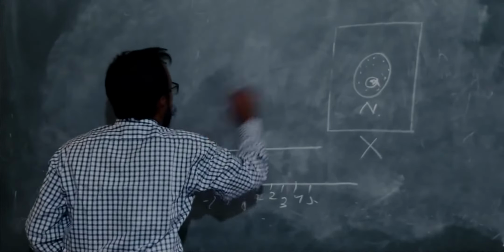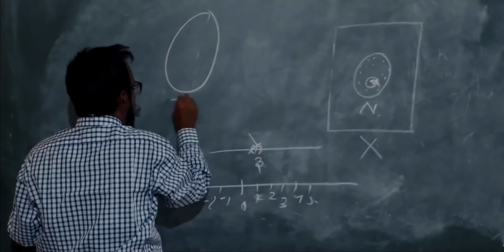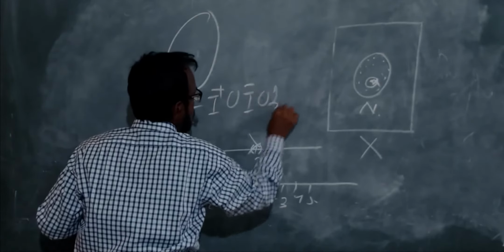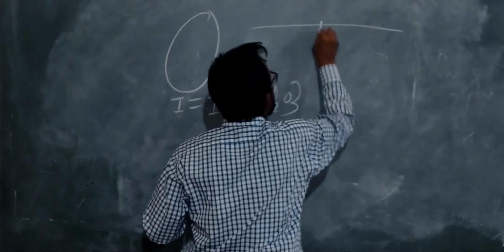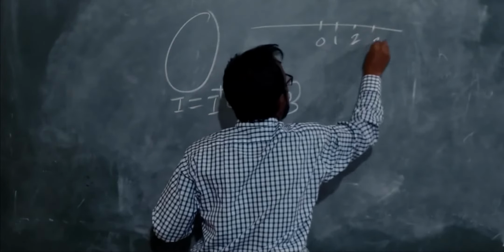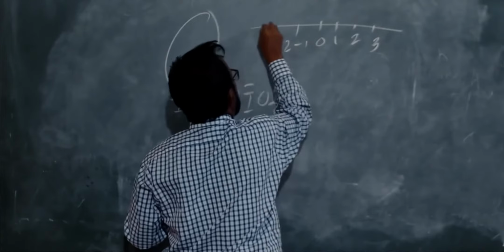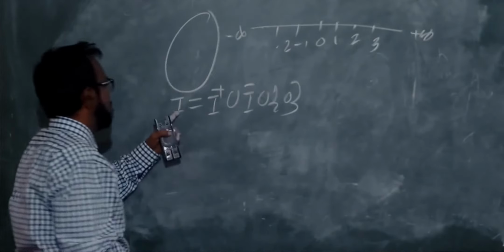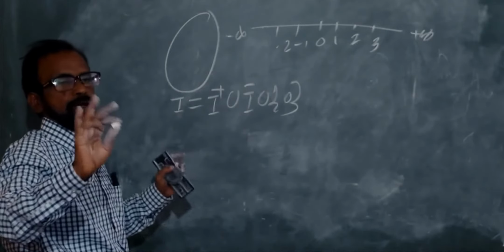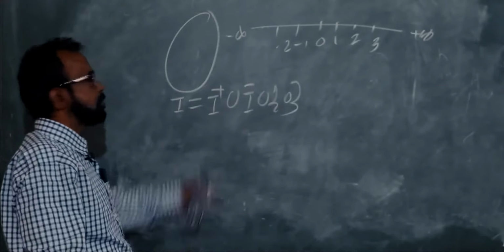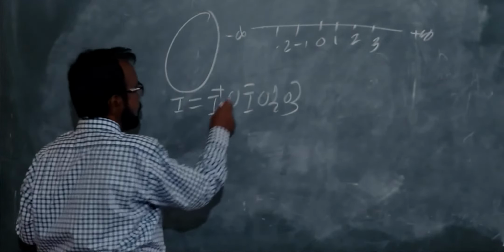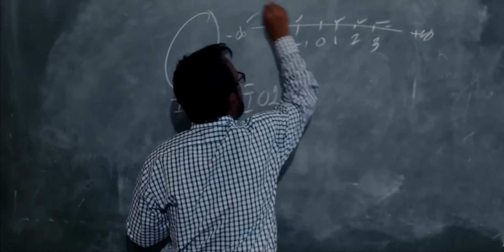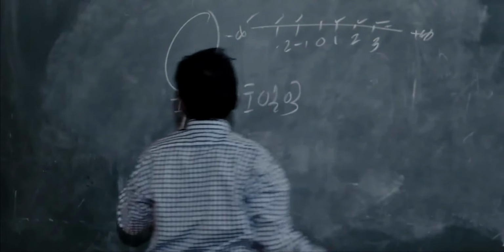Similarly, the set of integers, I, means I plus union I minus union 0. On the number line, 0, 1, 2, 3, minus 1, minus 2, from minus infinity to plus infinity. We tested the set of natural numbers: no point of the natural numbers is an interior point. So what about the integers? I is equal to I plus union I minus union 0, that is, the set of positive natural numbers, the set of negative natural numbers, and 0 included. That set is called the set of integers.